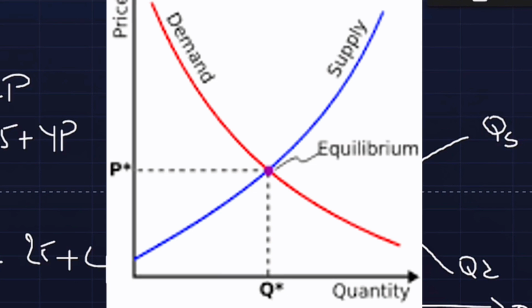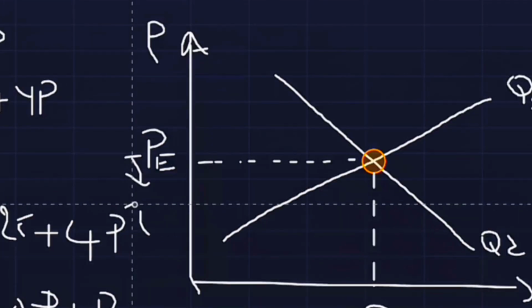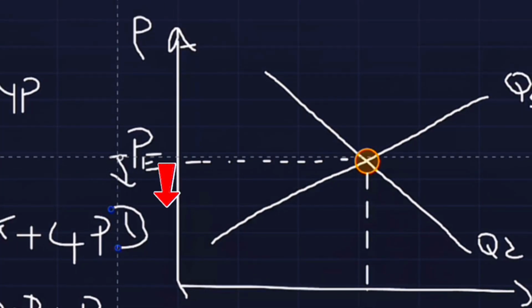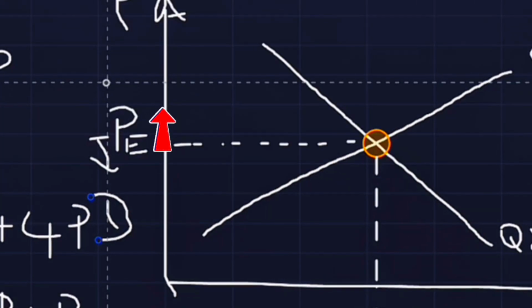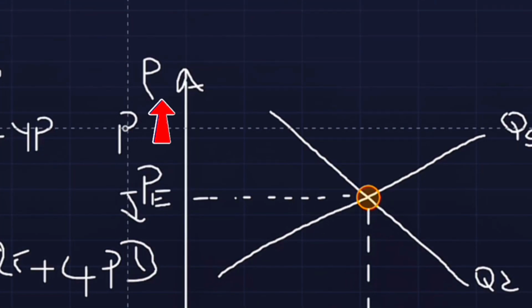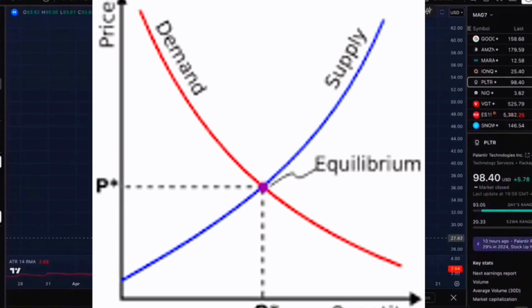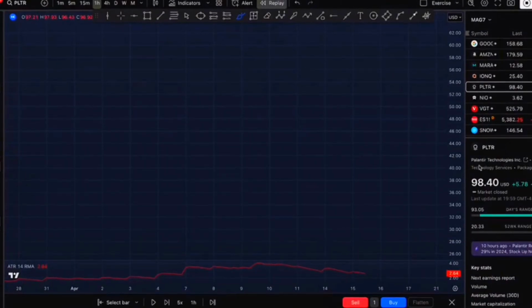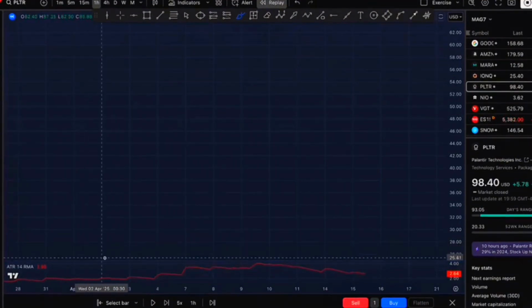Now, whatever you have below this price at the equilibrium is considered a discount price. Whatever you have above PE, the price at the equilibrium, is called premium price. You are paying for the asset at a premium. This is our chart here. When we are trading, we have the price on one side, and we have the volume, the timing, everything that you know in price action.